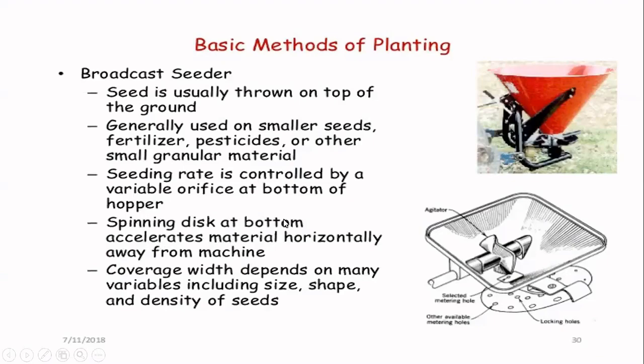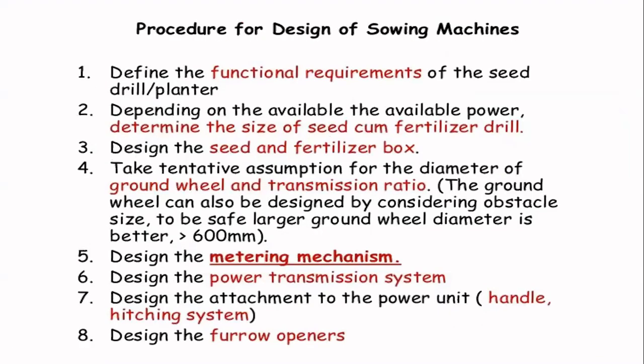A spinning disc at the bottom accelerates material horizontally and away from the machine. Something falls onto the rotating disc and it is thrown away. Coverage depends on many variables including size, shape and density of seeds. This is called the broadcasting pattern. Now, what is the procedure for a sowing machine? Define the functional requirement of the seed drill planter.